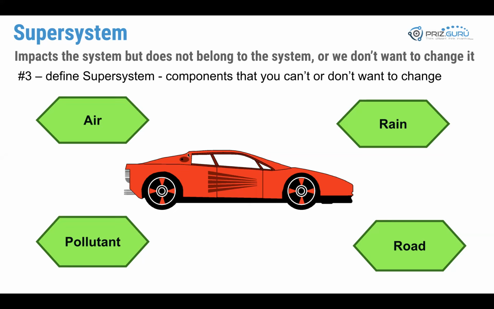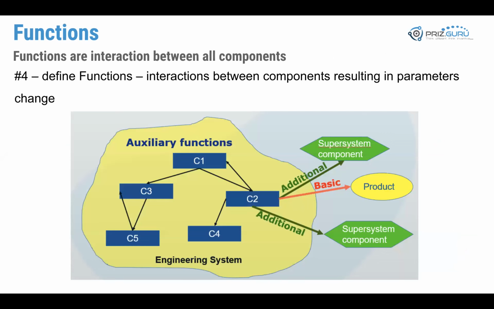Now let's go to the functions. Once we have all of the components and the super system components and the product on the board, now we can start defining the functions. And functions are interactions between components, and that's the important piece, that result in parameter change of another component. So for example, if component... Alex, sorry for the interruption. Do we always have to change parameters? Maybe the function of the system is to keep them constant, for example. Do not change, prevent any changes. It also can be a function.